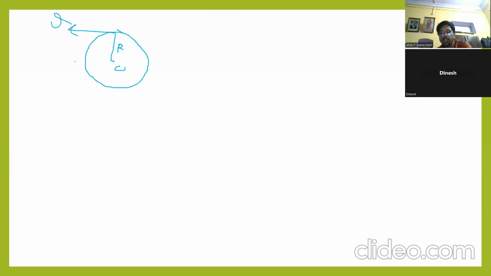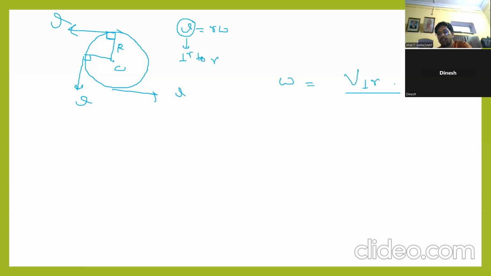The particle is moving like this. Here V, here V, here V. If you look carefully, the angle will always be 90 degrees. So V is equal to R omega. This velocity is perpendicular to the small r. That is why I have written omega will be perpendicular velocity divided by r. Clear?